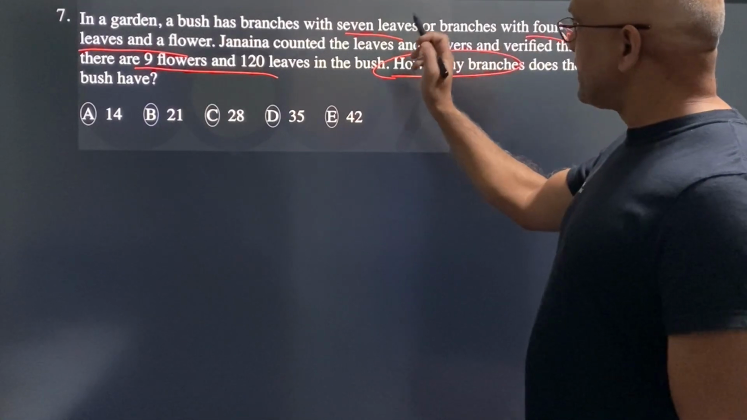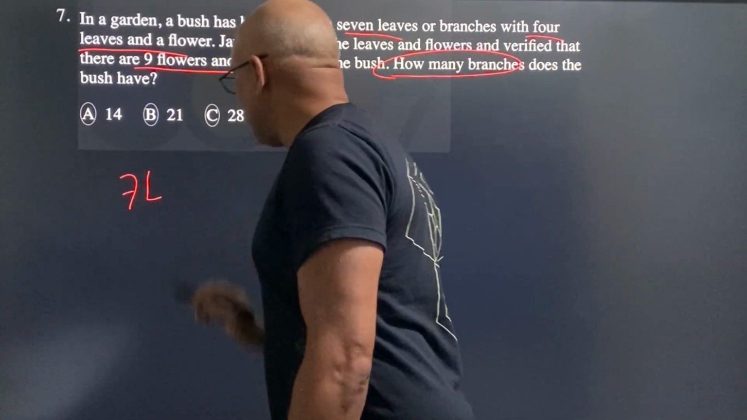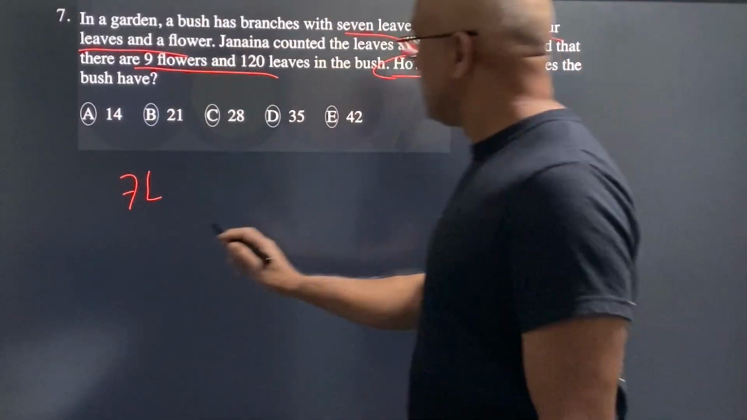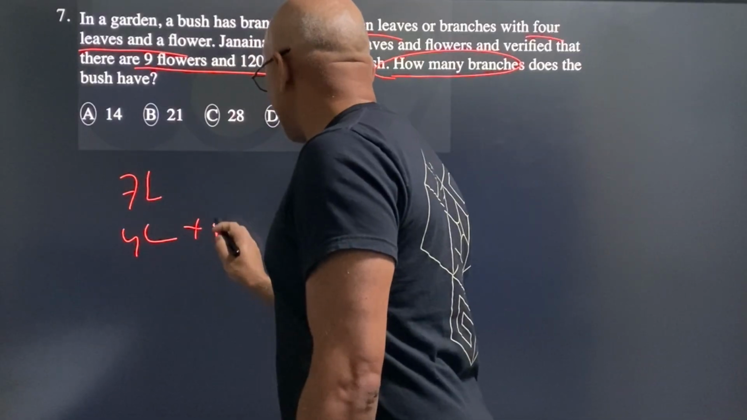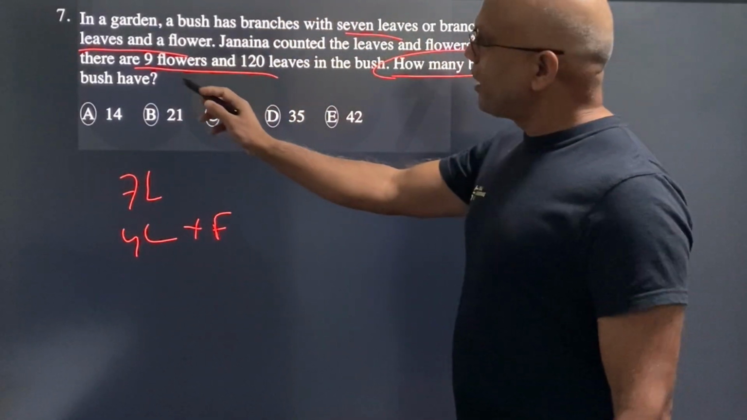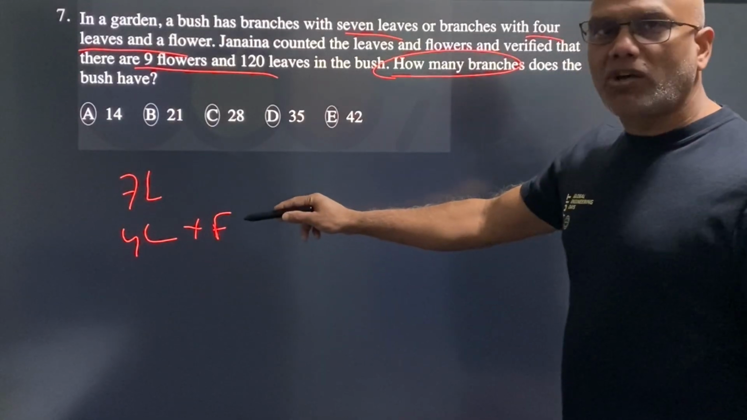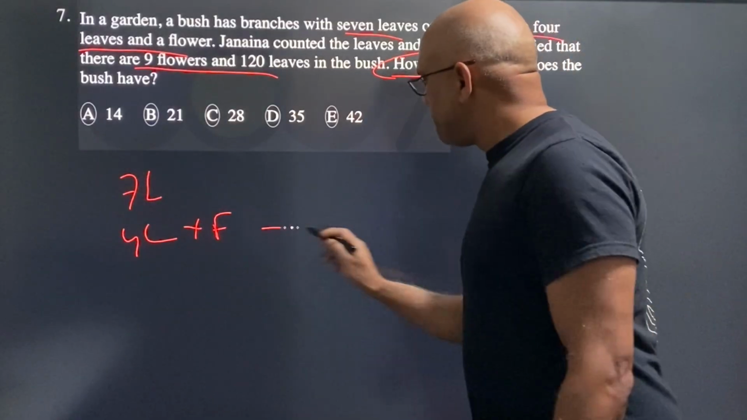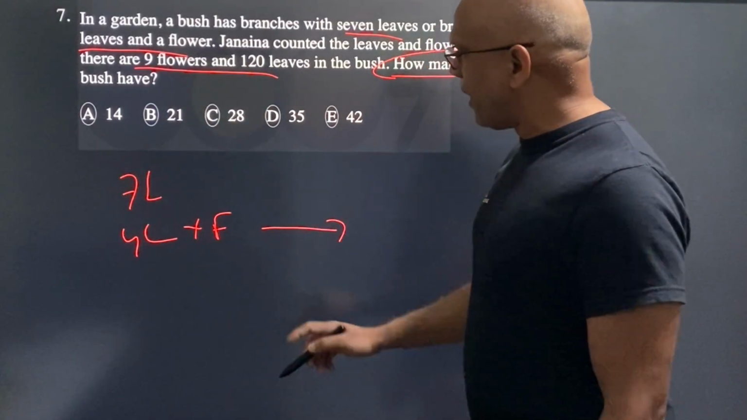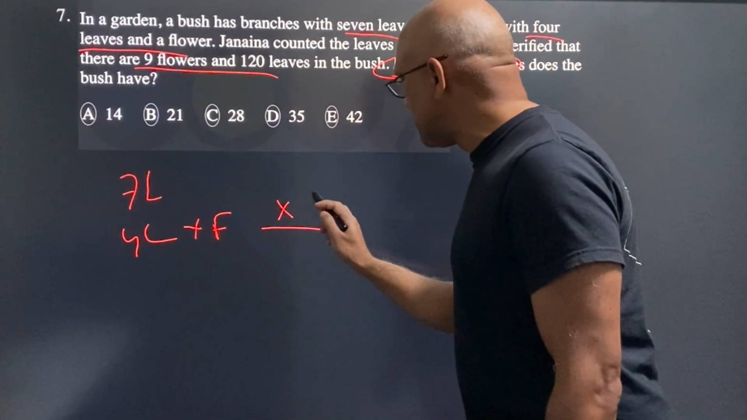Okay, a bush has either a branch with 7 leaves or a branch with 4 leaves and a flower. And in total we count 9 flowers and 120 leaves. So the flowers must come from these branches because this doesn't have any flower. So I have 9 flowers. Each branch has only 1 flower. So I need 9 of these branches.